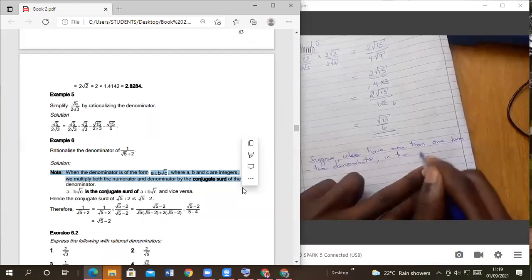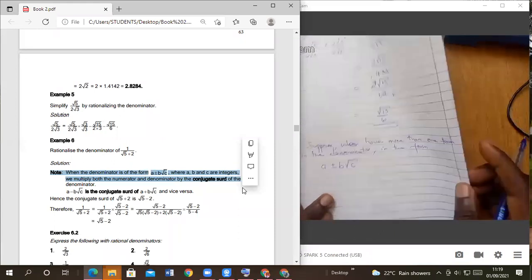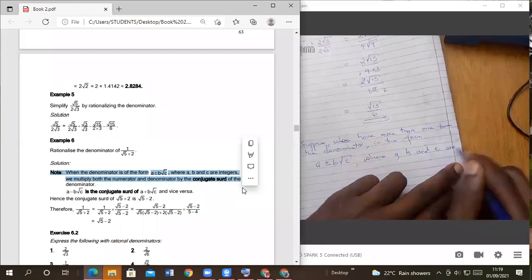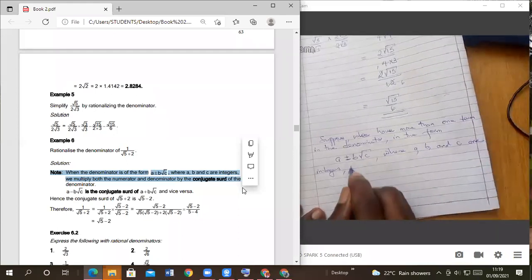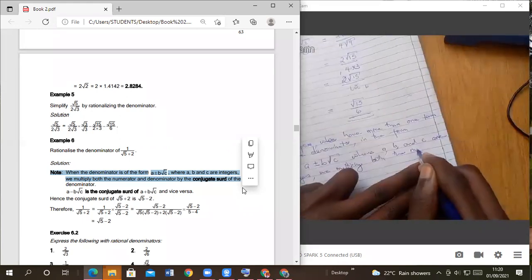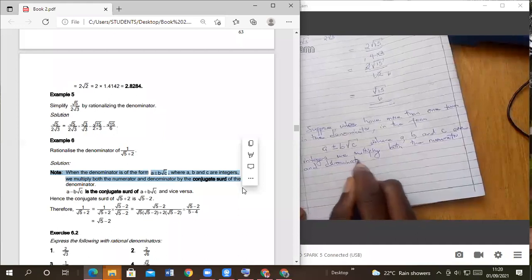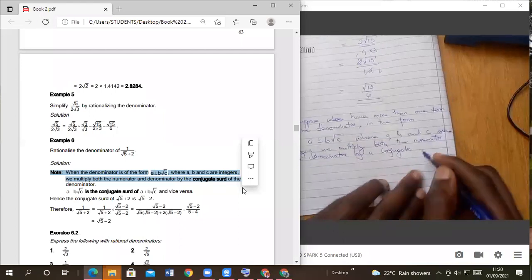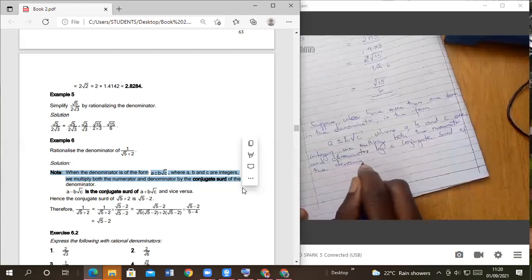in the form a plus or minus b the square root of c, where a and b are integers, we multiply both the numerator and denominator by a conjugate of the denominator.